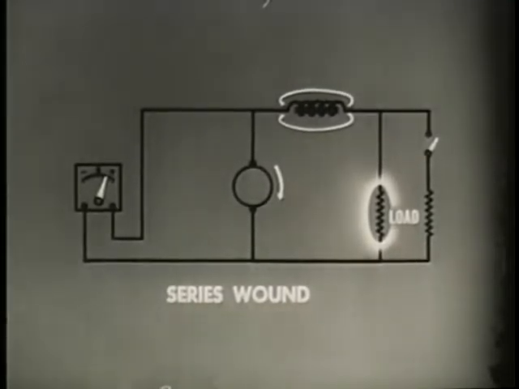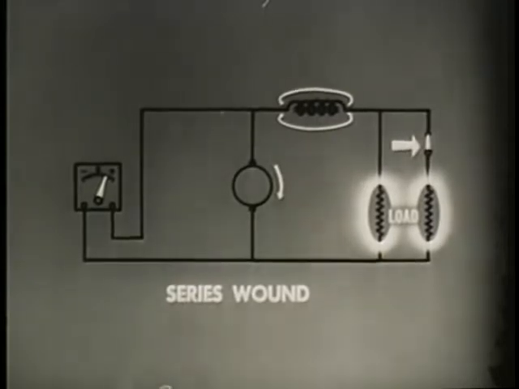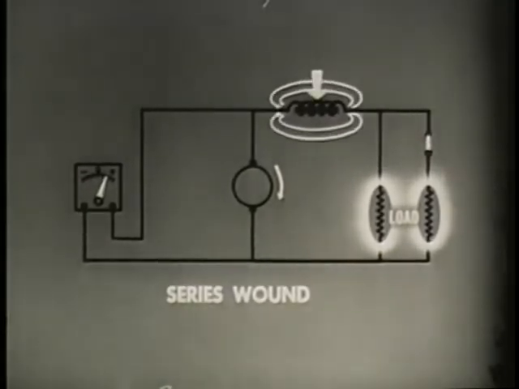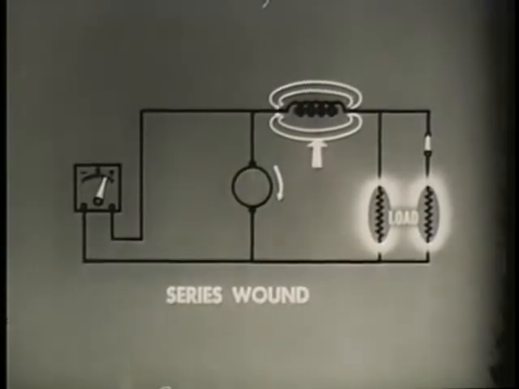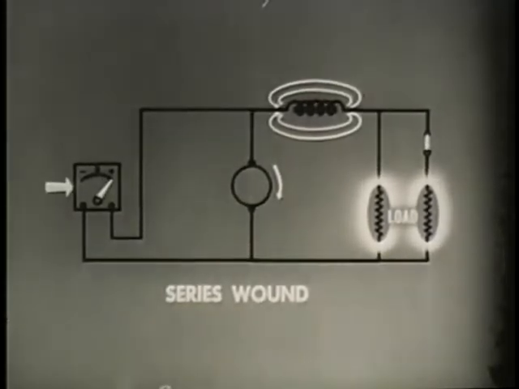Additional load will cause more current to flow in the field coil. Increase in field strength increases voltage. Increase in voltage causes more current to flow. This continuing action stops only when the core is saturated.